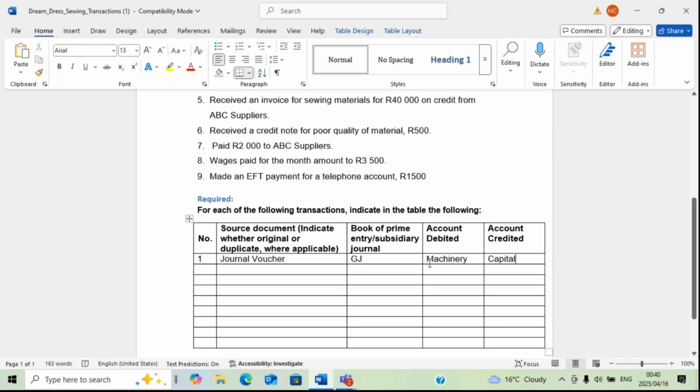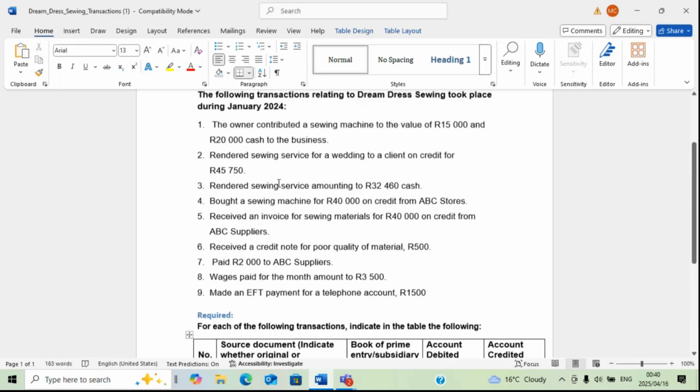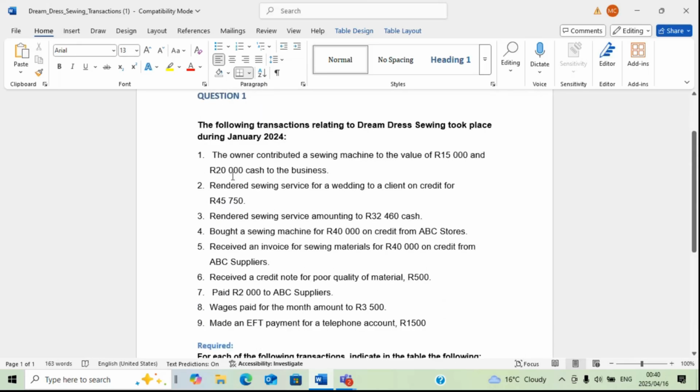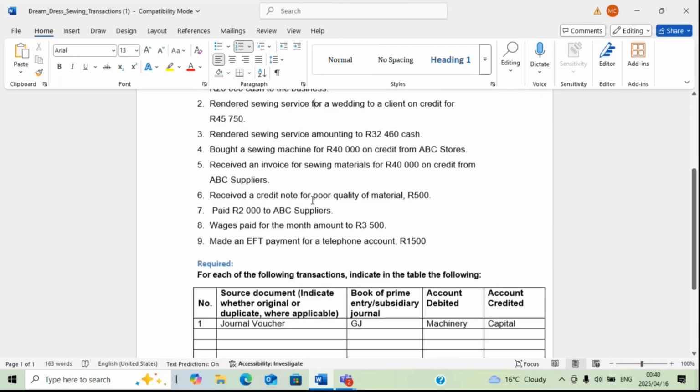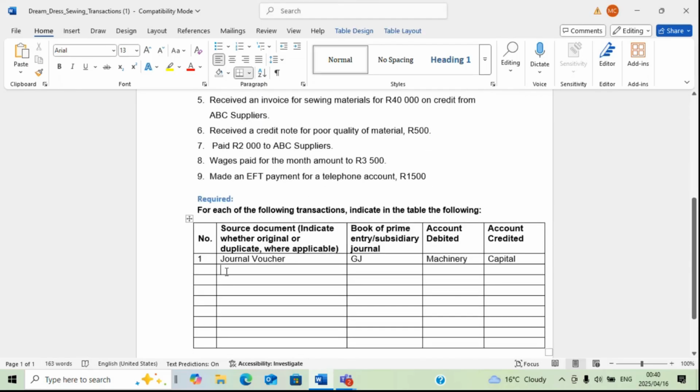And then there is another transaction in transaction number 1, where the owner has contributed cash into the business. Right, the transaction of cash where the owner has contributed cash of 20,000. So we're going to record this transaction again in the second line. The source document for the transaction where the owner is contributing cash is going to be our bank statement.